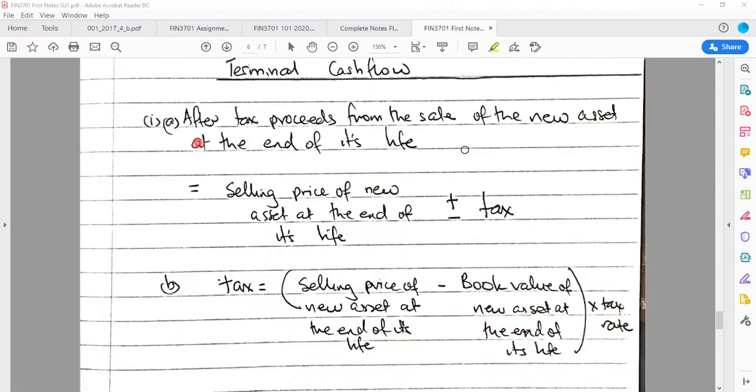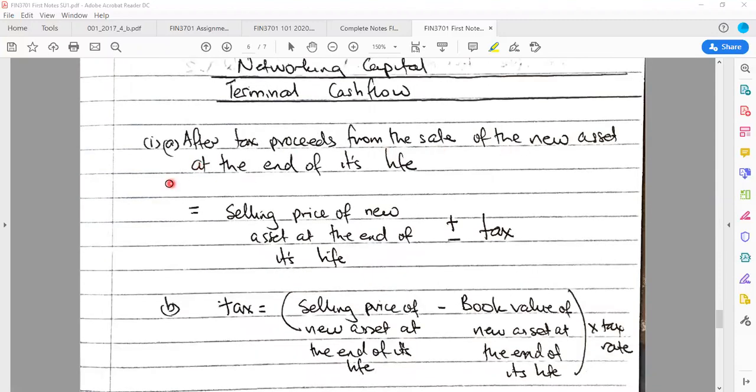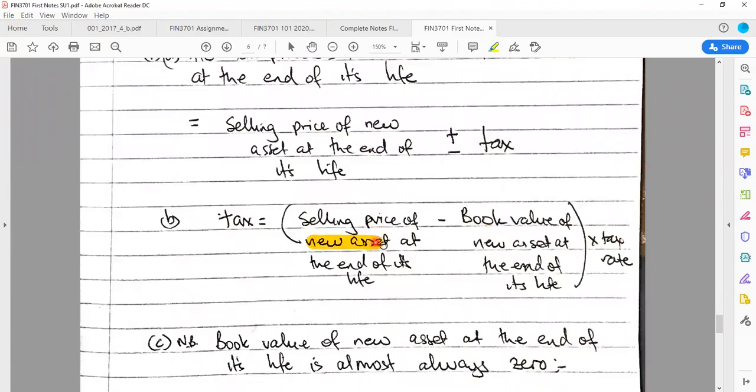To get the after-tax proceeds from the sale of the new asset at the end of its life, we take the selling price of the new asset at the end of its life, plus or minus tax. And remember, to calculate tax, we take the selling price of the new asset at the end of its life, minus the book value of the new asset at the end of its life, times the tax rate, right? And remember, sometimes you have to calculate this book value.